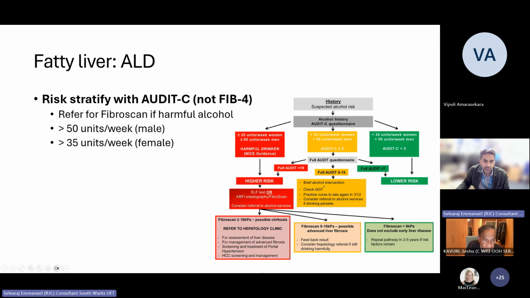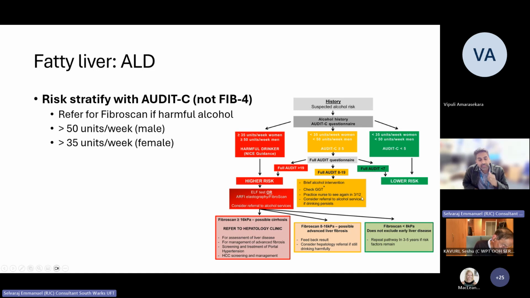So again, these are the people that we need to be seeing in secondary care to try and work out, because they are the ones who are going to decompensate and going to run into HCC and liver transplant in the future. So these are the group that we are interested in seeing. And for this group, the only proven intervention that's going to work is alcohol abstinence.